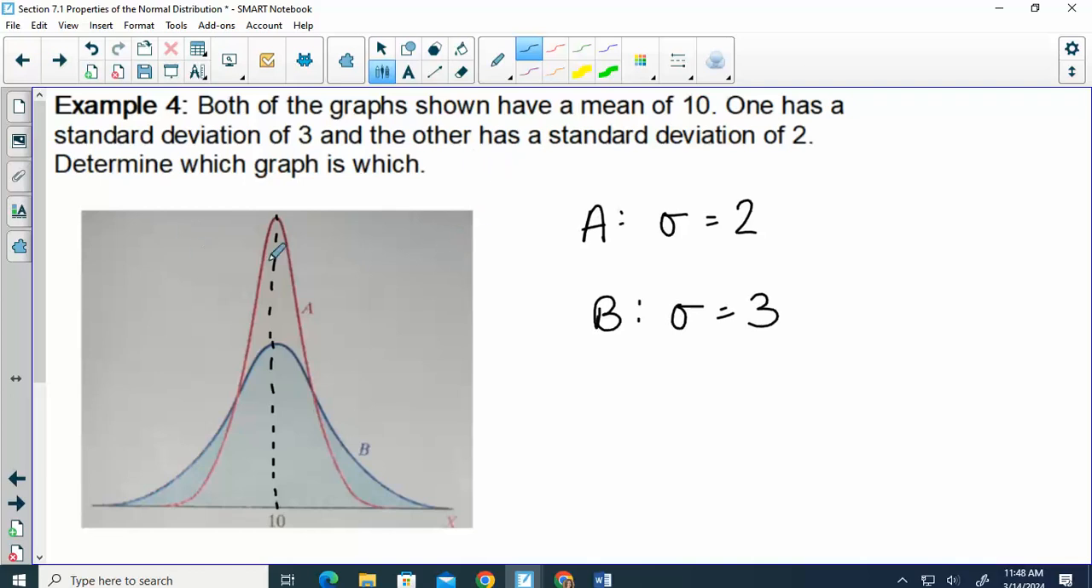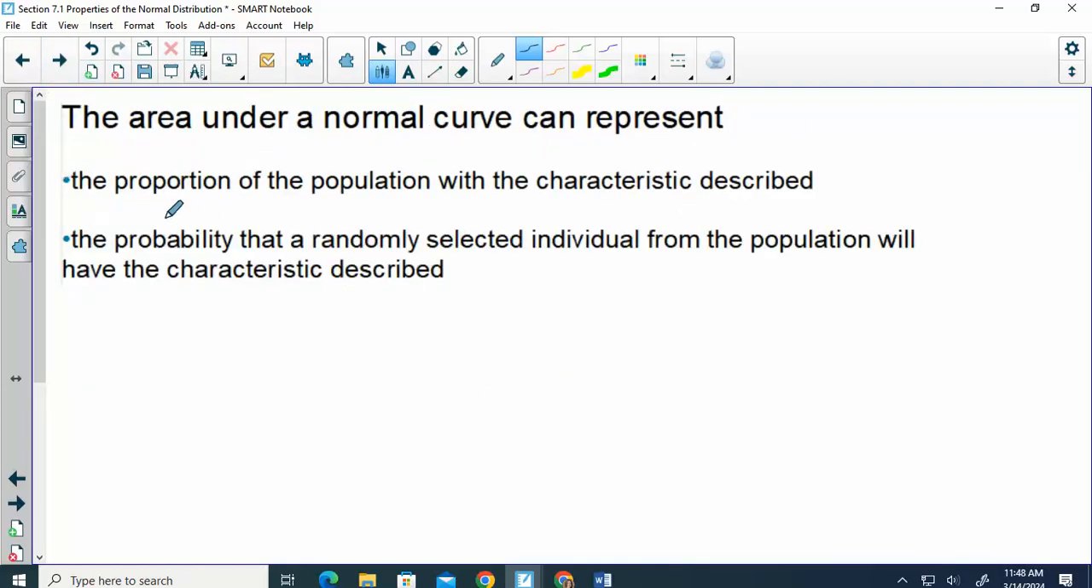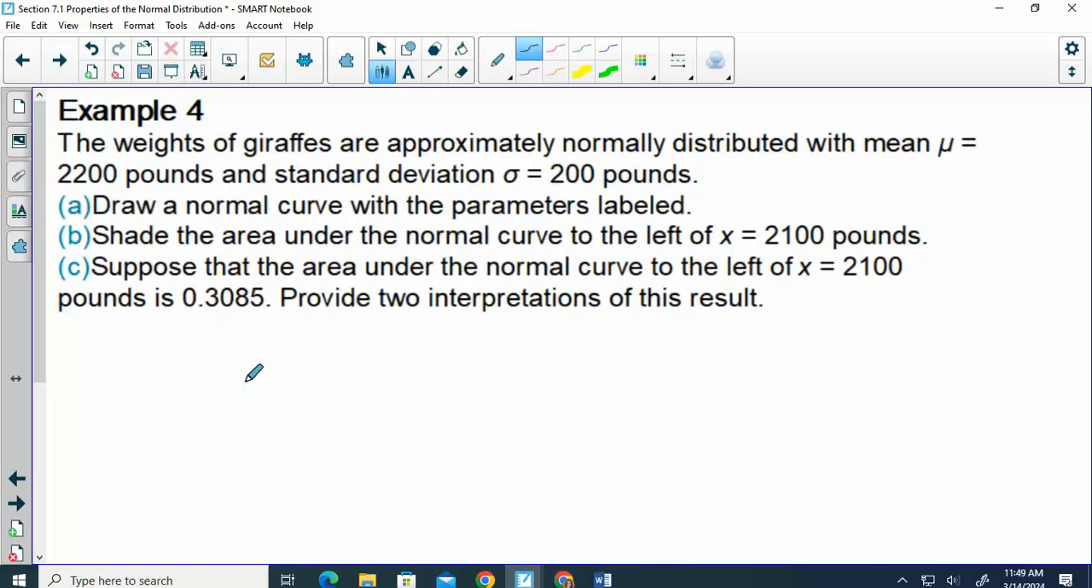Interpretations, we can ask what the area represents. We can think of it a couple different ways. It's either the proportion of the population with a certain characteristic. So if we have an area of 0.4, that means 40% of the population has this characteristic. Or we can think of it as a probability, like there is a 40% chance of this happening. So really all we have left is an interpretation question to finish off this piece.